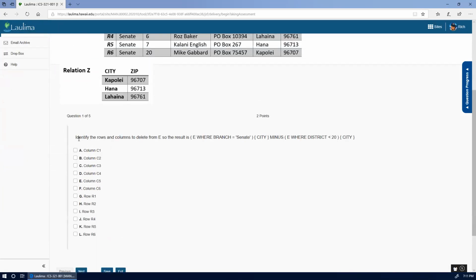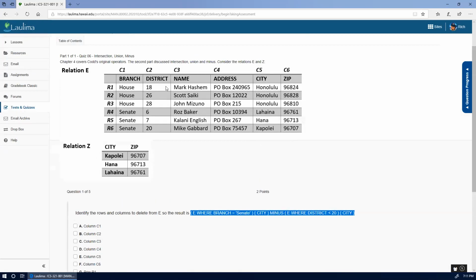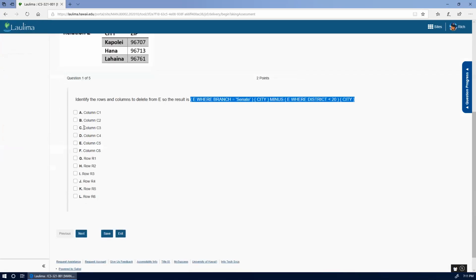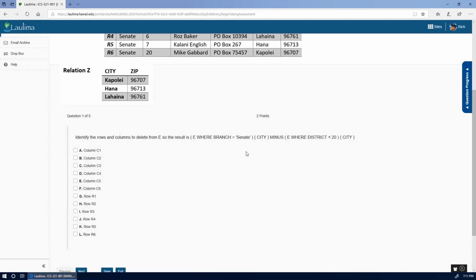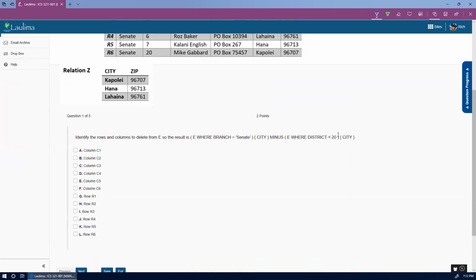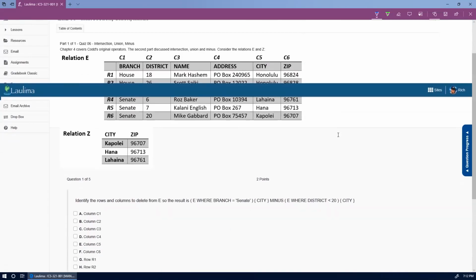All right. Identify the rows and columns to delete. So E is the result of this. First you want to figure out what this is, and then you want to delete all the columns and rows from this list that will give you that result. So first of all, we have a relation that consists of just cities minus a relation that consists of just cities. So the result is going to be cities.